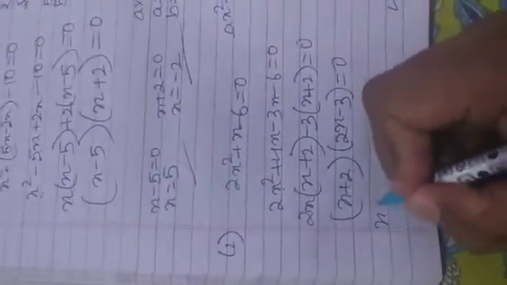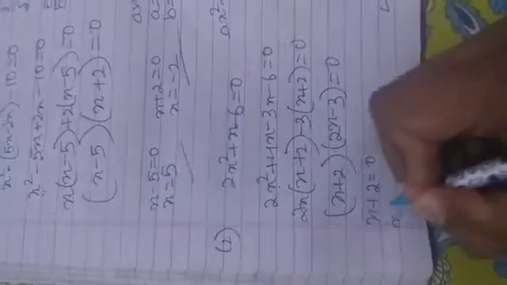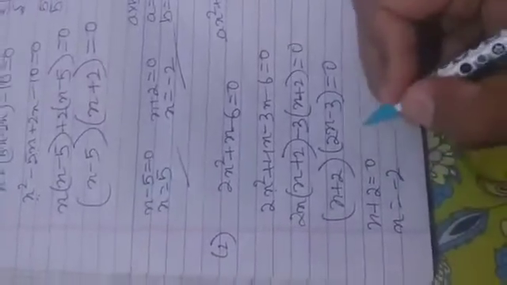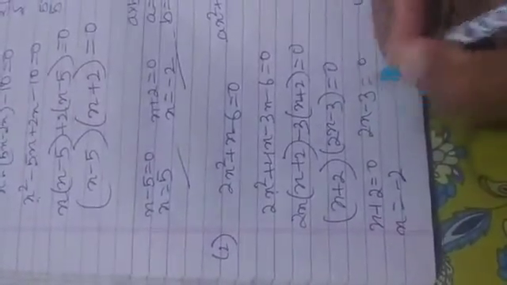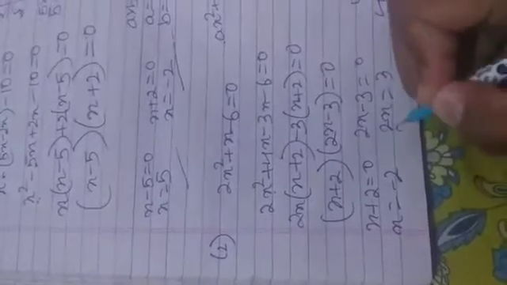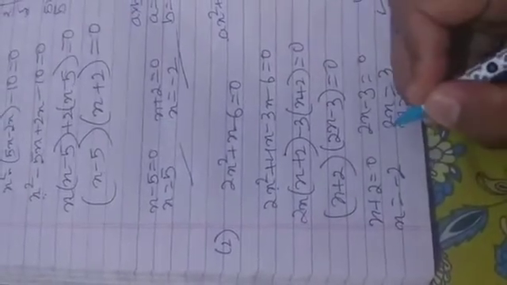Now take x plus 2 is equal to 0, so x is equal to minus 2, and 2x minus 3 is equal to 0. So 2x is equal to 3 and x is equal to 3 by 2. This 2 is in the multiplication form, it will go that side and become division form. So these two roots are our answer. Let's see some problem questions based on this exercise.